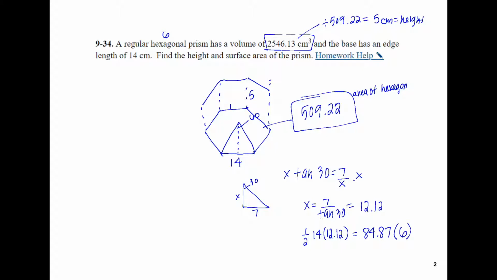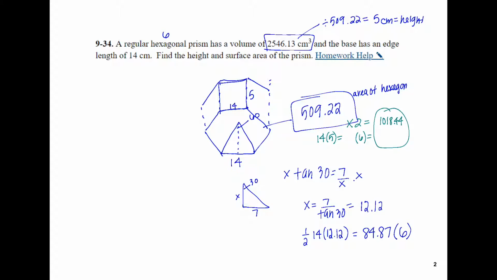We then know that these sides are 14 by 5. So in order to find the surface area, we found the area of one of our hexagonal bases to be 509.22, so we need to multiply that by 2 to get our surface area. And then we need to take 14 times 5, and we're going to multiply that number because there's 6 of those sides. And then we're going to add these two things together.